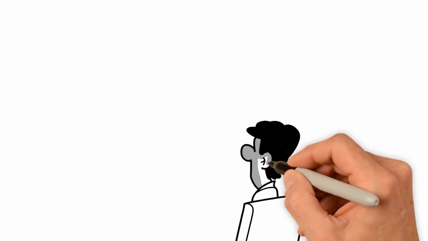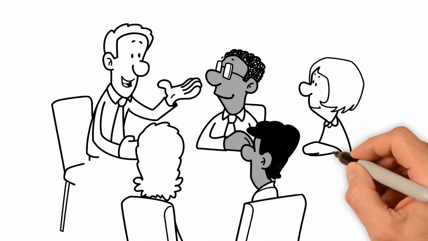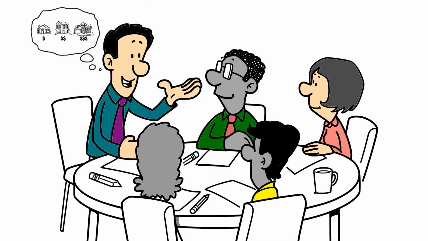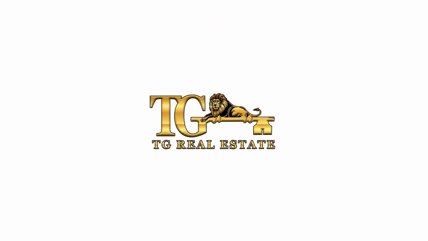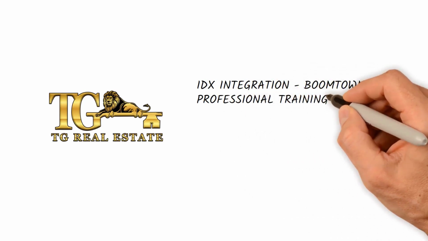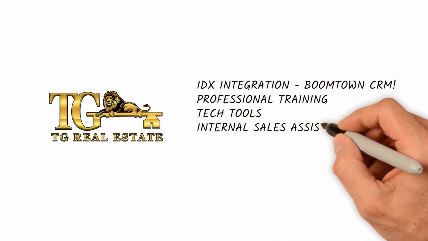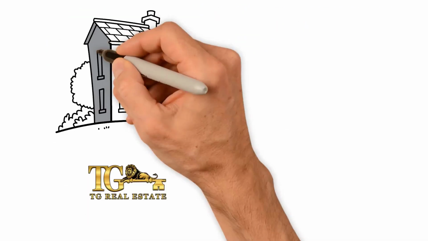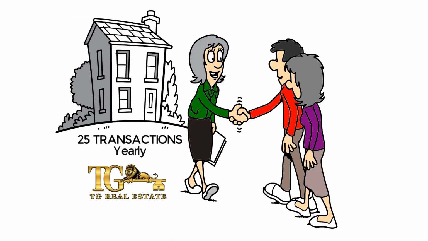Our powerful broker team model is successful in how quickly our agents build their business and their bank accounts. Plus, our support is unmatched. TG has the lion's share of quality leads, IDX integration with the Boomtown CRM, professional training, tech tools, internal sales assistants, and transaction coordinators. TG agents close an average of 25 transactions yearly. Our pipelines are always full.